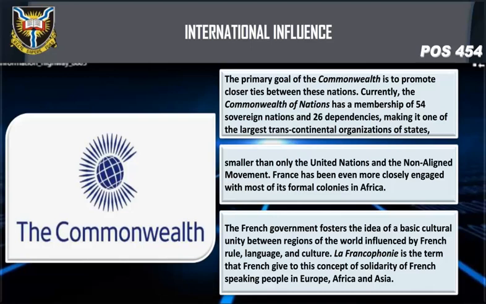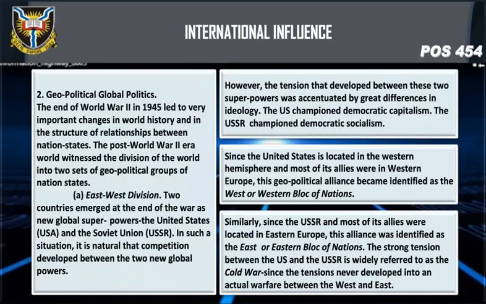France has been even more closely engaged with most of its former colonies in Africa. The French government fosters the idea of basic cultural unity between regions of the world influenced by French rule, language, and culture. La francophonie is a term that French give to this concept of solidarity of French-speaking people in Europe, Africa, and Asia. Geopolitical global politics.